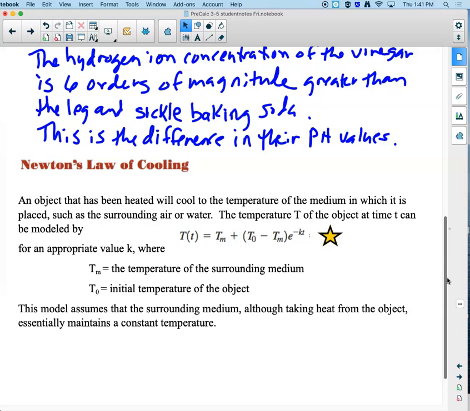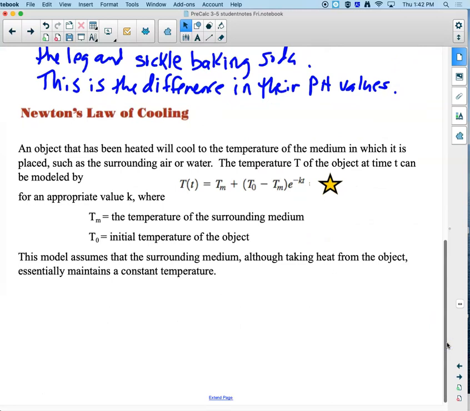And for k, there is an actual resource out there, whether on the internet or in a book somewhere, that gives you the values of k, and that comes from the viscosity of whatever it is that you're working with, so how thick it is. And T sub m is the temperature of the surrounding medium. So what's the temperature in the room? And T sub naught, or the null temperature, is the initial temperature of the object. This model assumes that the surrounding medium, although taking heat from the object, essentially maintains a constant temperature. So whatever it is that you made is not so large that it is heating up the whole room, and that way it'll cool down to that room temperature.